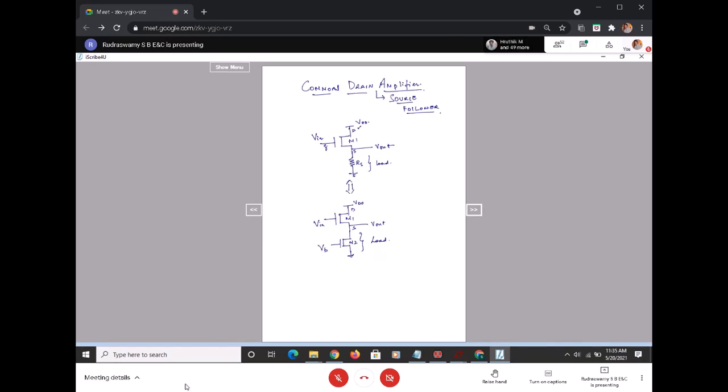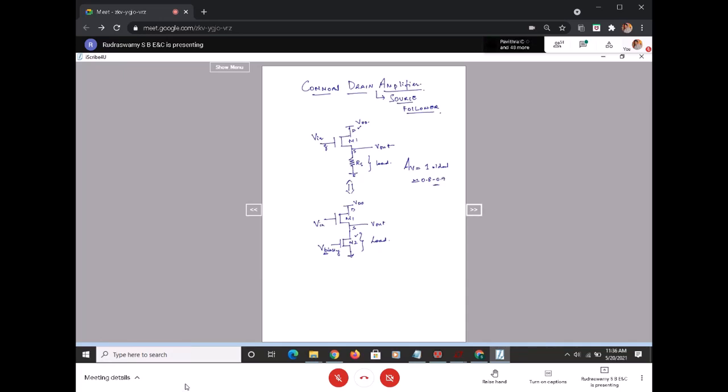Again we are ensuring that this particular M2 transistor will be driven in saturation, so we will provide a biasing voltage, ensuring that M2 operates in saturation. Since it is a common drain amplifier, the gain Av is ideally equal to 1. Approximately we may say 0.8 to 0.9 times the Vin. That is what the gain is all about.